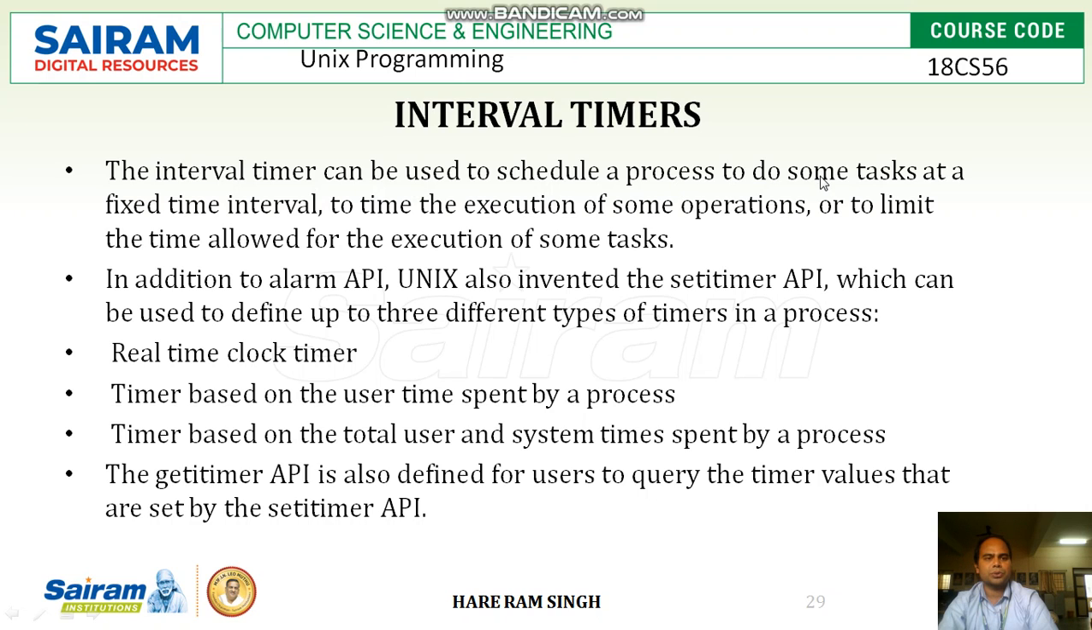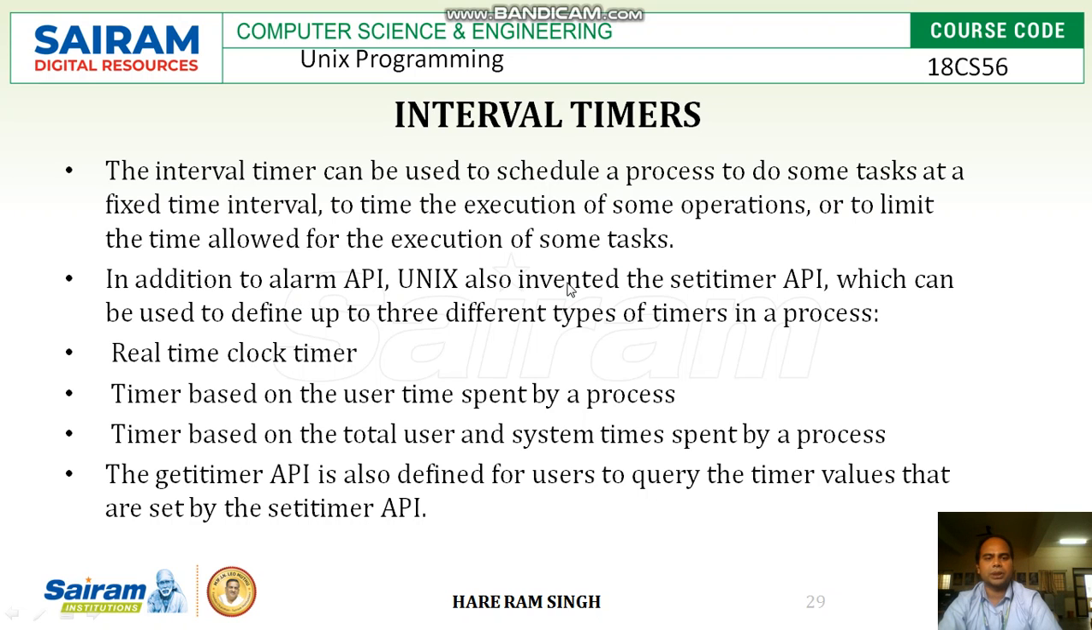Next one is interval timer. The interval timer can be used to schedule a process to do some task at a fixed time interval, to time the execution of some operation, or to limit the time allowed for the execution of some task. So suppose some process needs to do some work at some fixed time; in that case, the interval timer can be used. It can also be used to time how much time some operation is taking, and to limit the time allowed for the execution of some task.